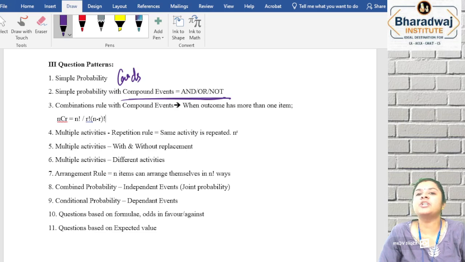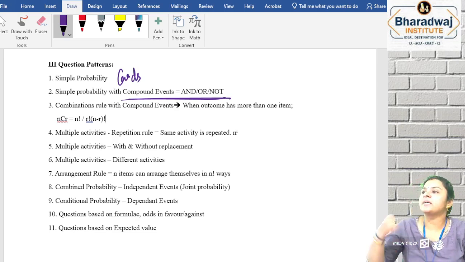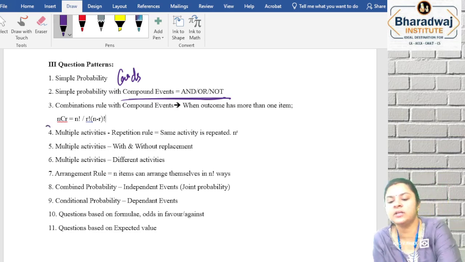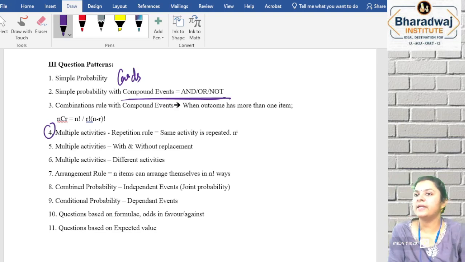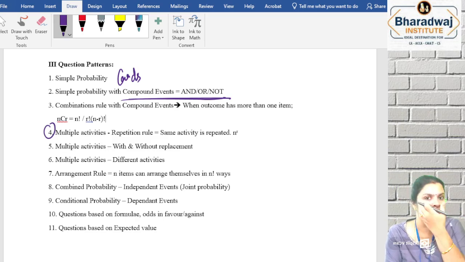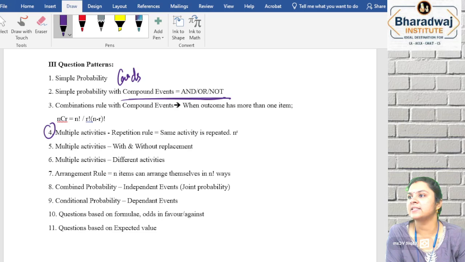So where will repetition come? When the same activity is repeated again. In the question, it is rarely tested. Not very frequently tested in probability. In permutation and combination it comes, but in probability the repetition rule is not very frequently asked. Okay.